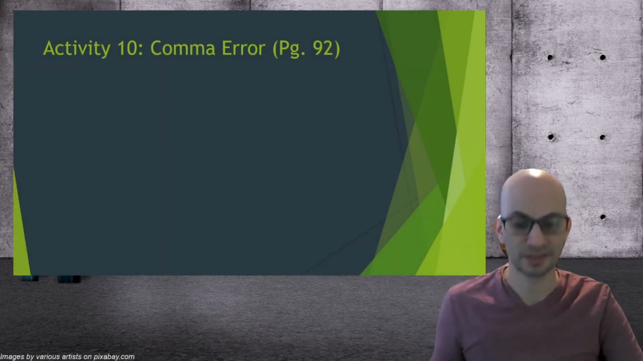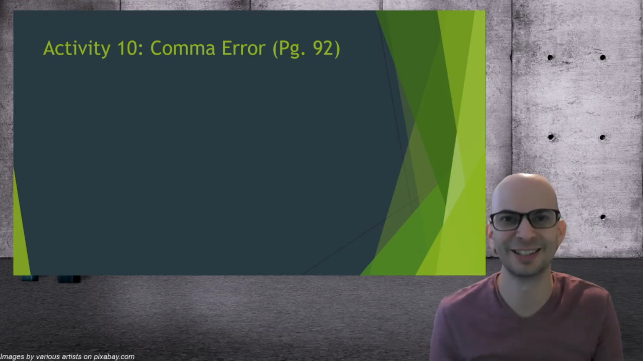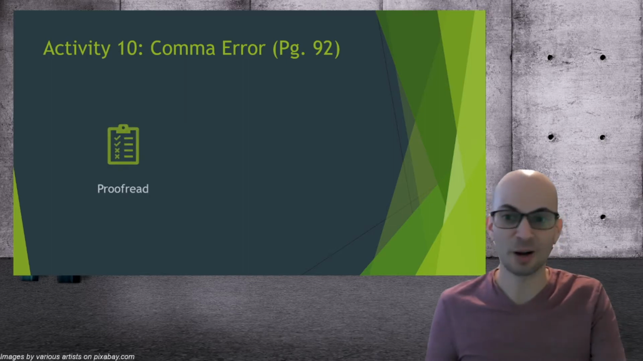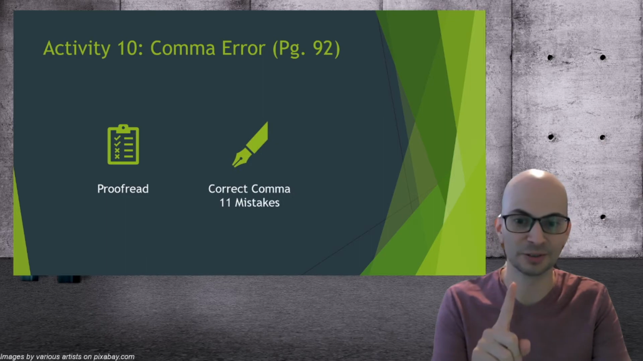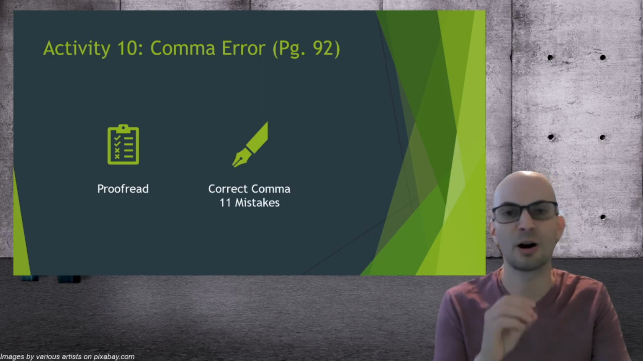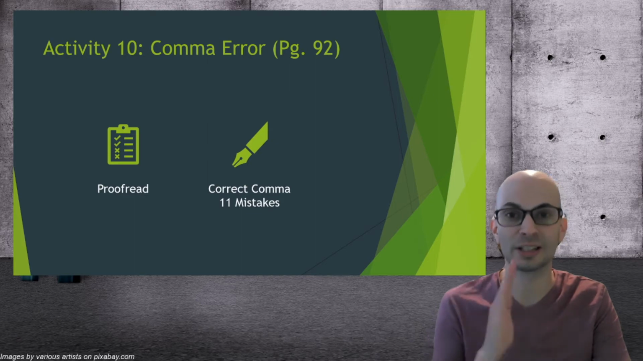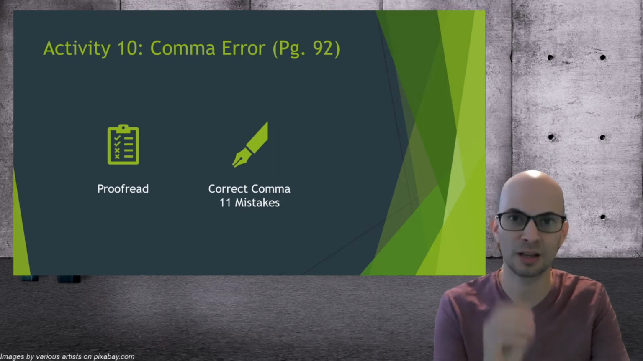Activity 10, comma errors. No! All right, we're gonna have to use teamwork on this one. So, comma errors, proofread this paragraph. There's only one, thank goodness. Correct the comma mistakes. Now, we have a hint. There are 11, all right? So go through, correct the ones the best you can, all right?